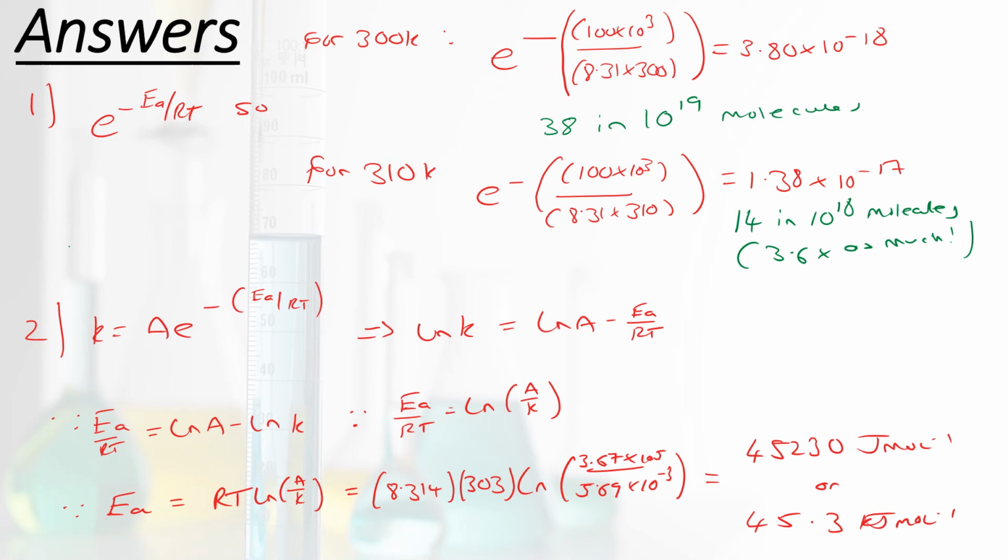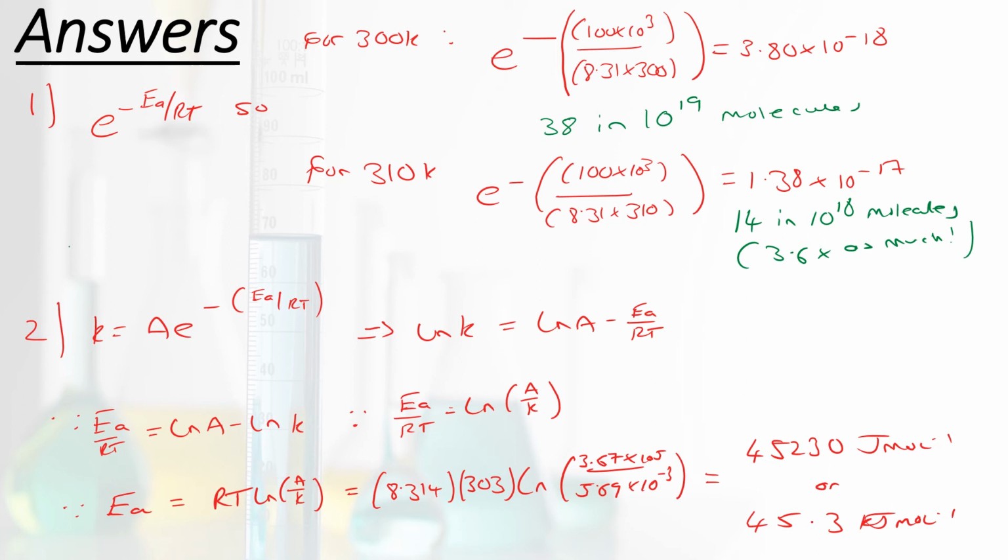Another way to say that is that 38 in 10 to the 19 molecules have an energy greater than the activation energy. So as you can see, that's really not a lot. If we do the same calculation now for 310 Kelvin, we end up with 1.38 times 10 to the minus 17. Essentially, 14 in 10 to the 18 molecules have energy greater than the activation energy.